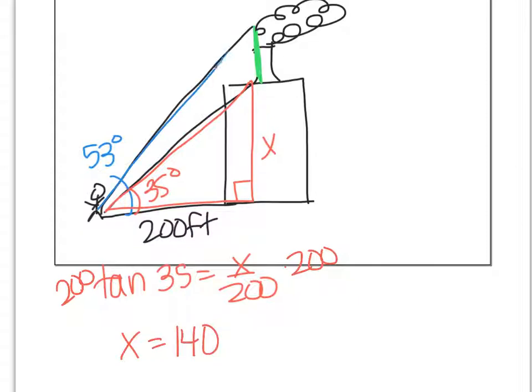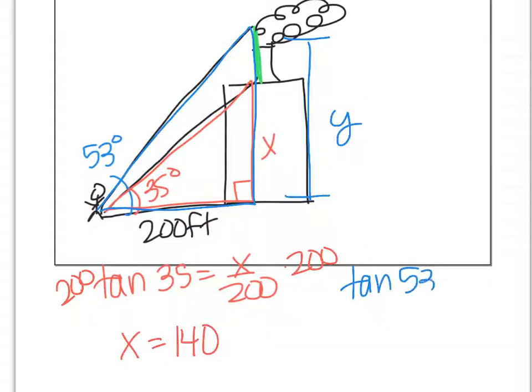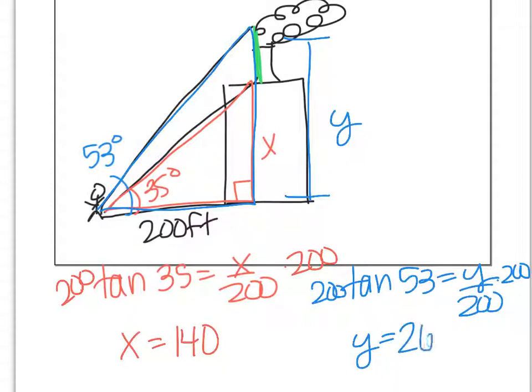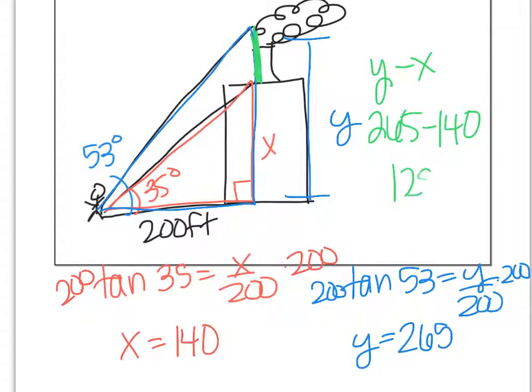And then I have to find the big triangle, and that's going to tell me y. Y is going to be this whole big line. I can do tangent of 53 equals y over 200, times 200. Y is equal to 265. And if I want just that green section, if I just want the top section, I have to do the whole thing minus the other part. So I can do 265 minus 140, which is 125 feet.